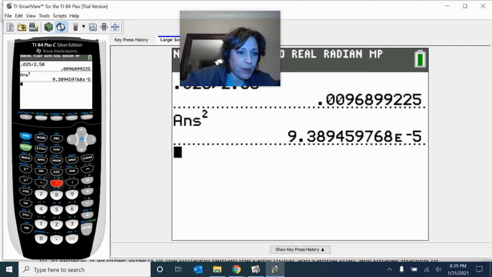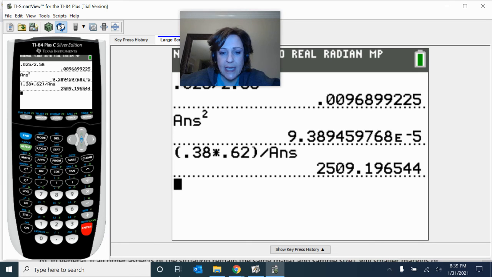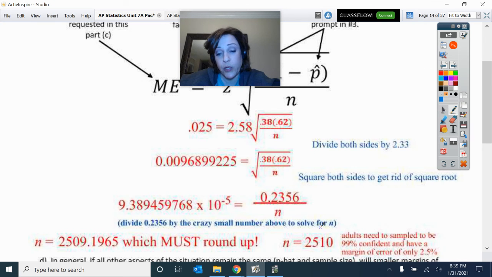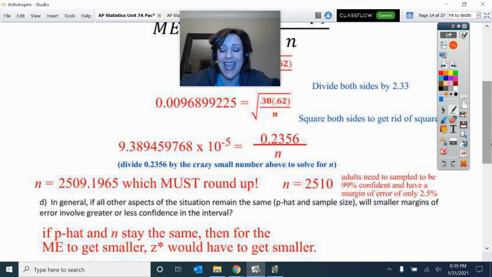Then I'm going to take that product of the 0.38 times the 0.62, and I'm going to divide that by my previous answer. There we go. 2509.20, which of course I need to round up. So 2,510 people is how much I need to sample in order to have a margin of error of just 2.5%. That's a pretty small margin of error, and to be 99% confident about that. So that's why I have such a large sample.